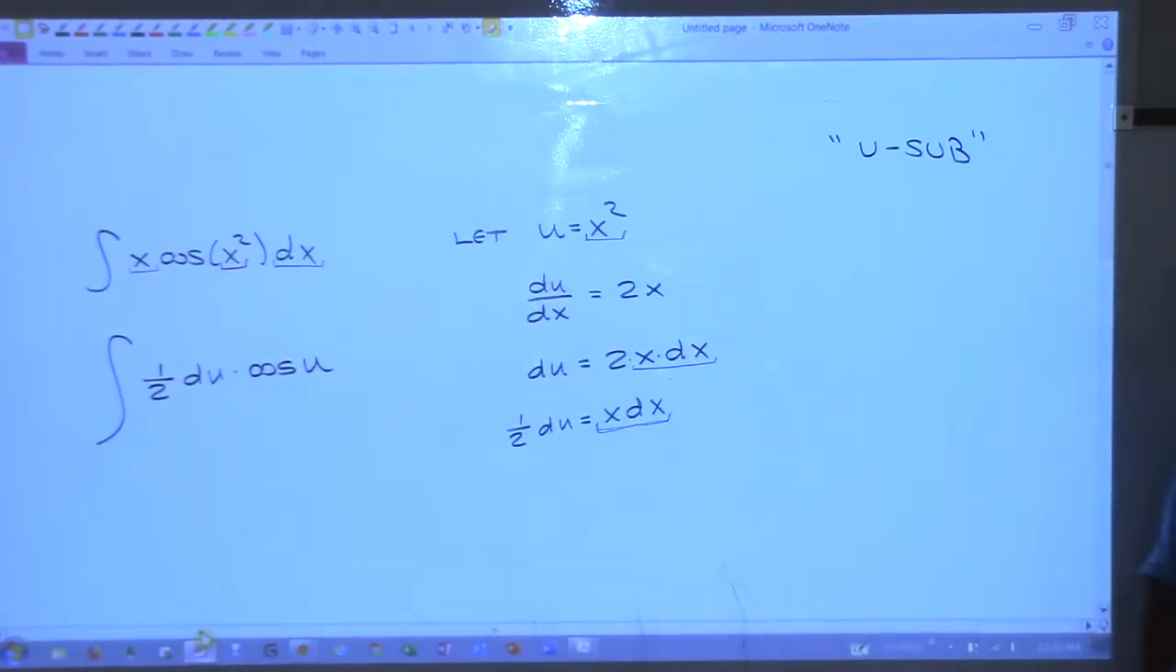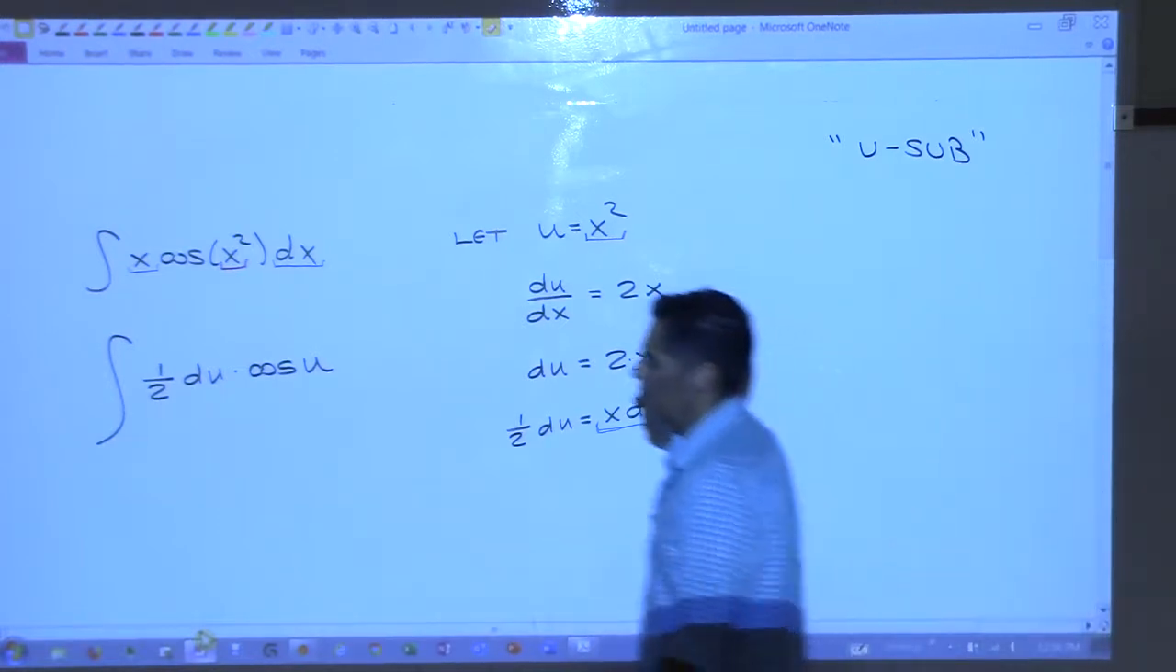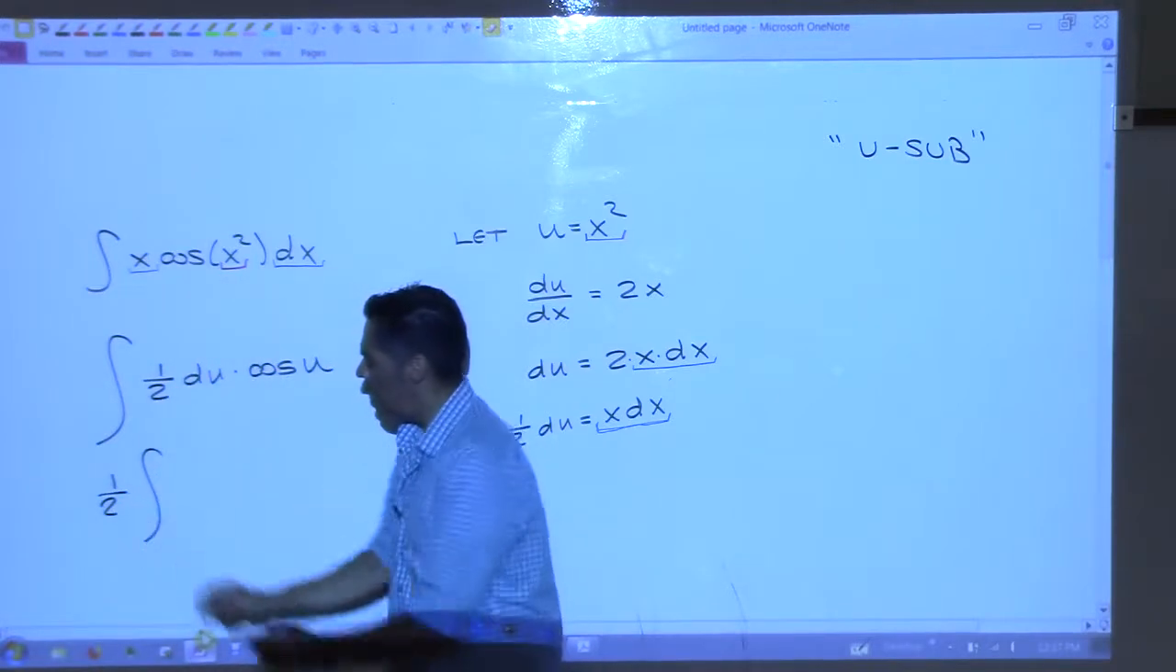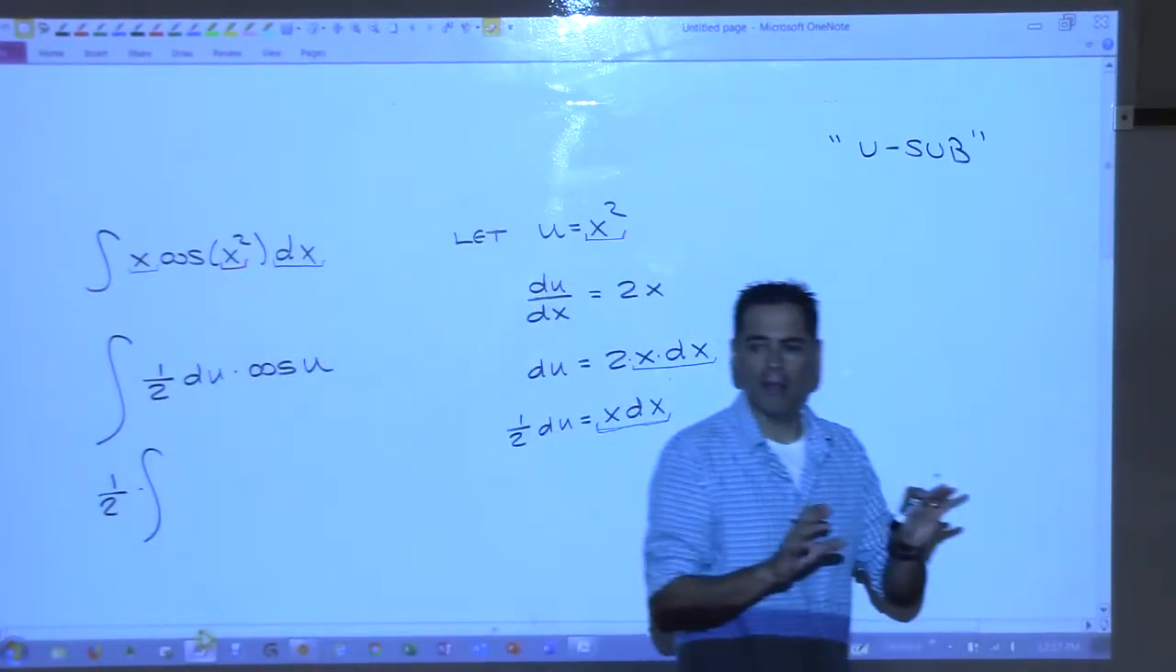With me? All right, you see that 1/2? I'm going to pull the 1/2 out. Why am I allowed to do that? Why am I allowed to pull the 1/2 out in front and not worry about it?